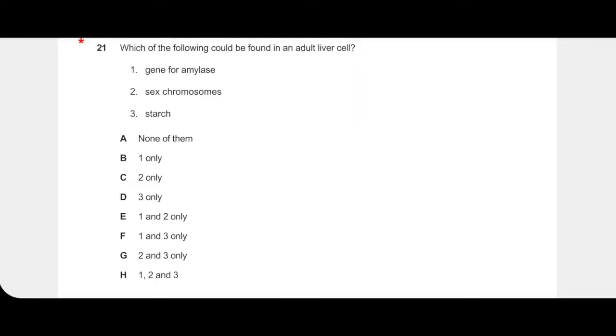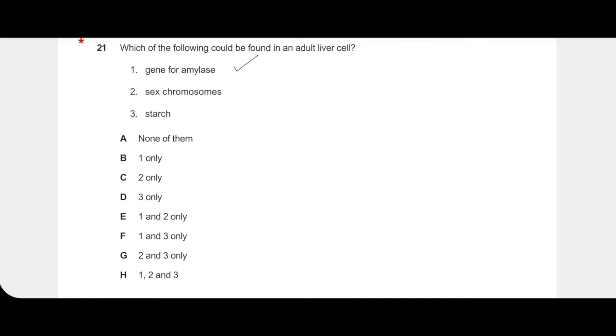Question number 21. Which of the following could be found in an adult liver cell? So number 1, a gene for amylase, 2, sex chromosomes, 3, starch. So let's go through the 3 options. Number 1, the gene for amylase. This is correct. The reason for this is because it contains a nucleus, and the nucleus will contain chromosomes, which has the gene for amylase. Fair enough, in the liver cell, this gene may be switched off, but nevertheless, it's still there.